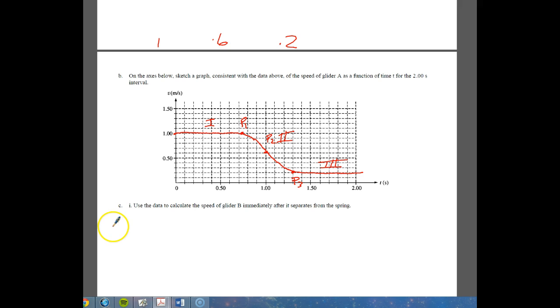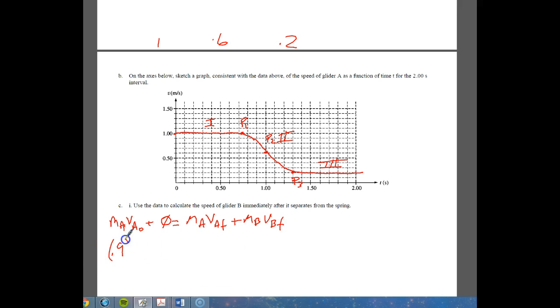Obviously this is an elastic collision, and we know that the mass of A times the original speed of A plus the mass of B times the original speed of B, which is 0 because they've not collided yet, should be equal to the mass of A times the velocity of A final plus the mass of B times the velocity of B final. So we'll plug everything in.